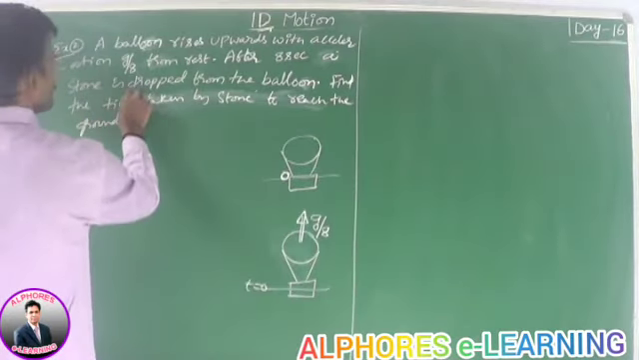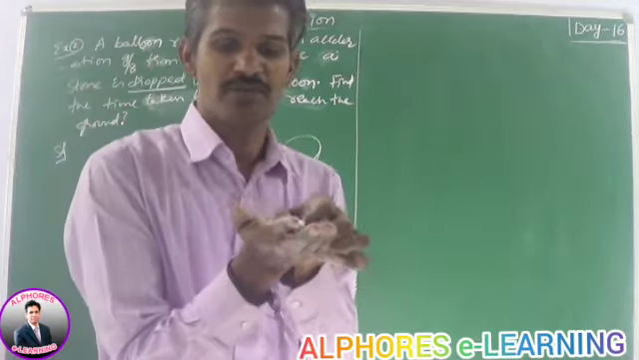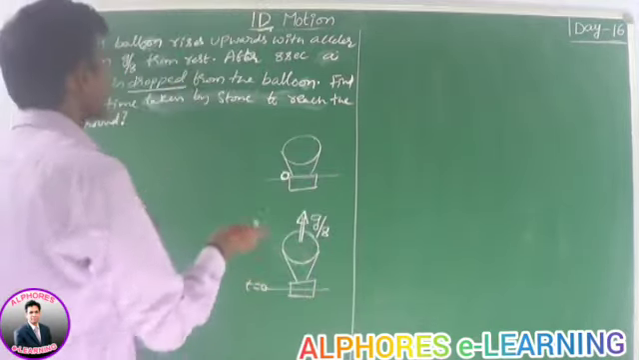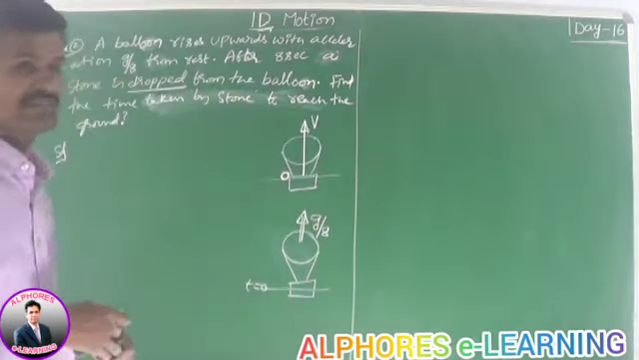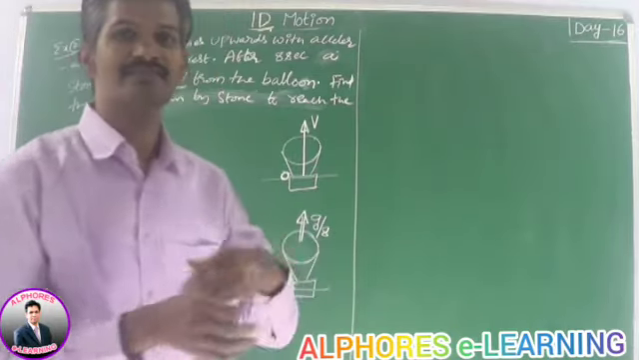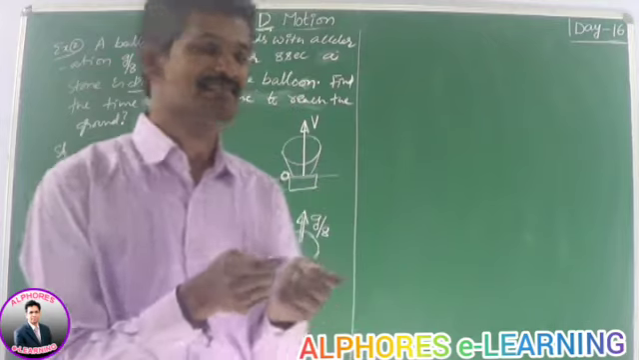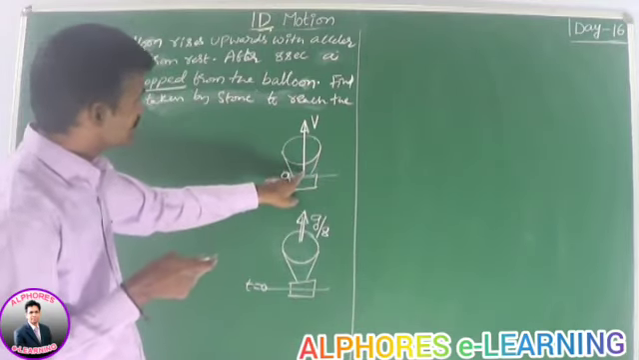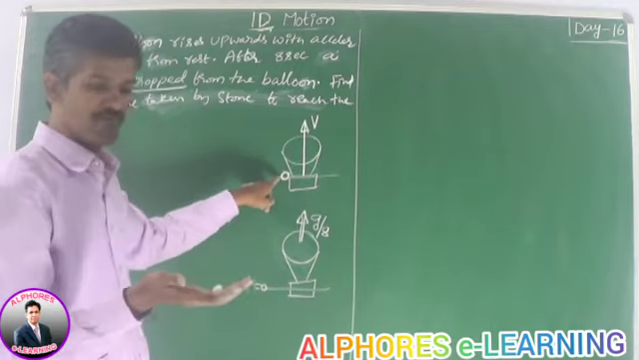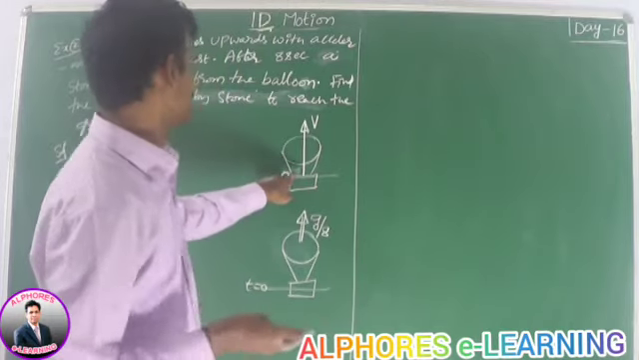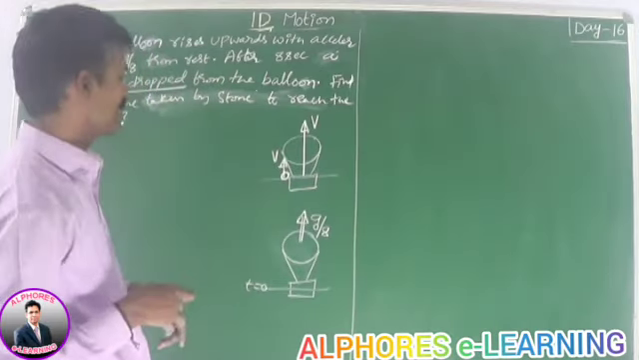Here, don't confuse with the word dropped. The stone is dropped, even though the balloon is rising with some velocity. So suppose the balloon is rising with some velocity v. Due to inertia, which is learned in our next chapter, what is inertia? Inertia means as this balloon rises, the stone also attains the same velocity. Why? Because both are moving in the same direction. That is why the stone also has the same velocity v.